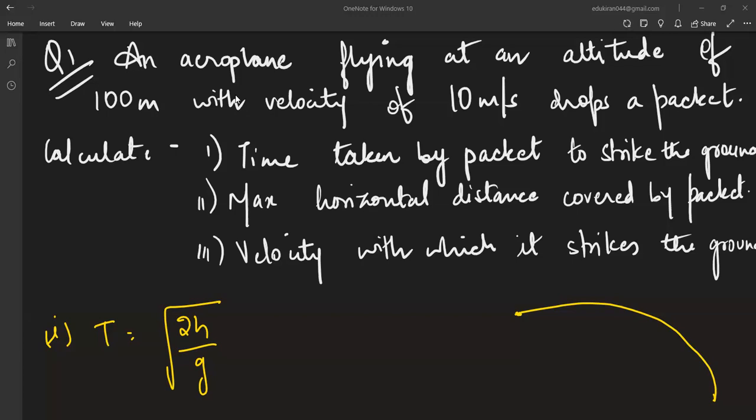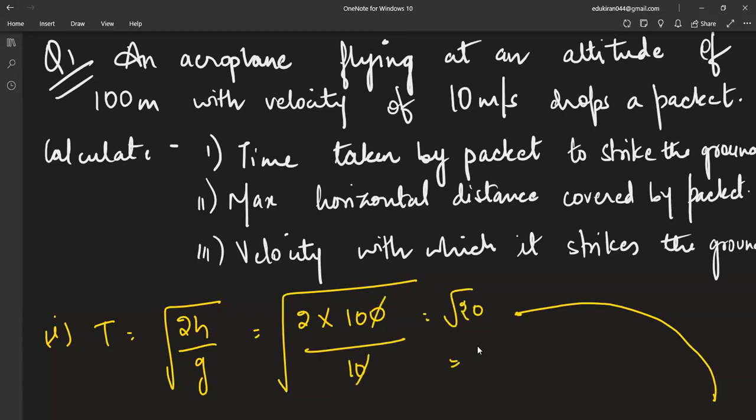Yes, Martin? Is it 2 root 5? Yes, correct, 2 root 5 is the answer. Height is 100. g is also 10. So that is root 20, which you can write as 2 root 5 seconds. Very good.